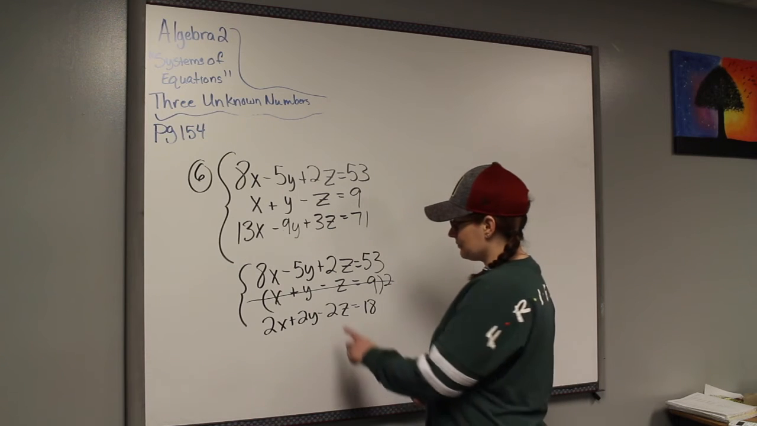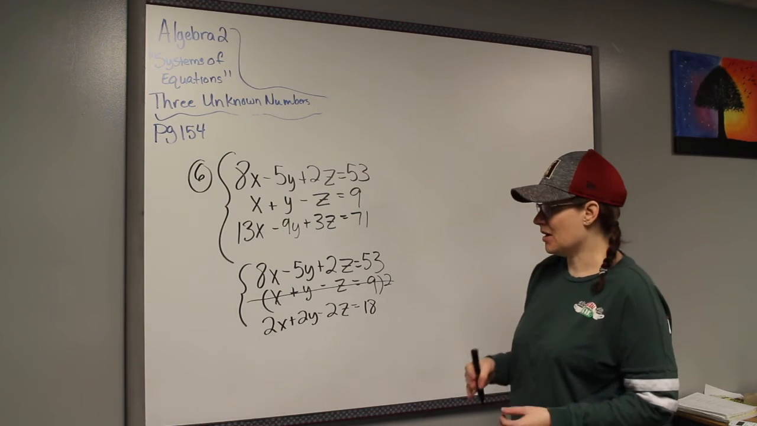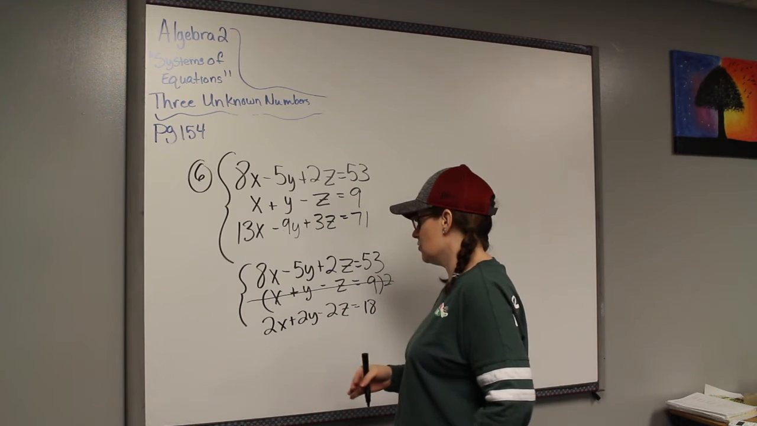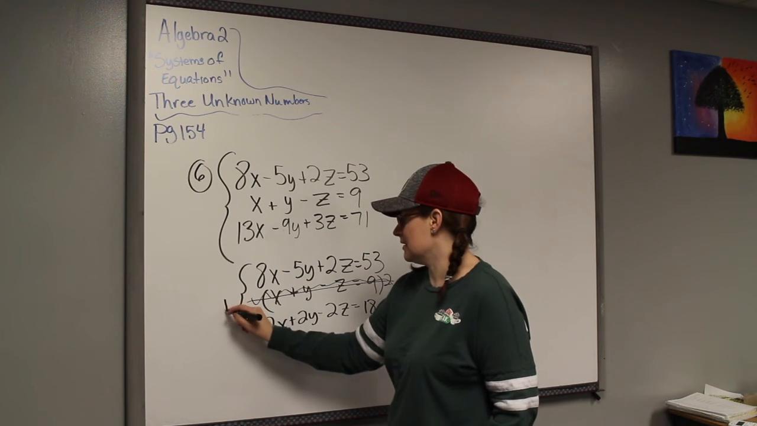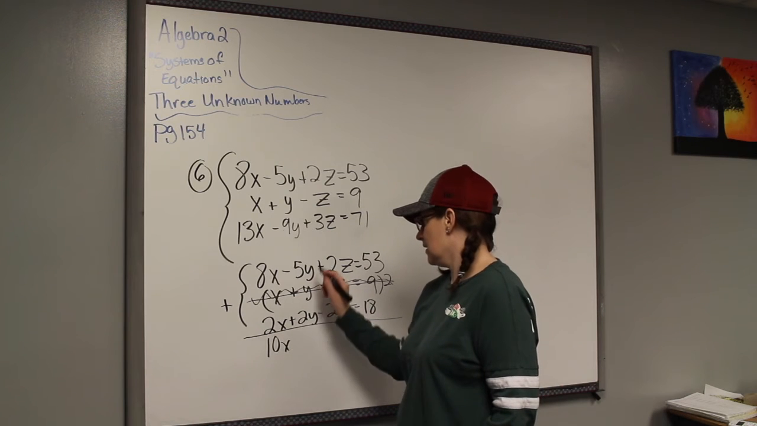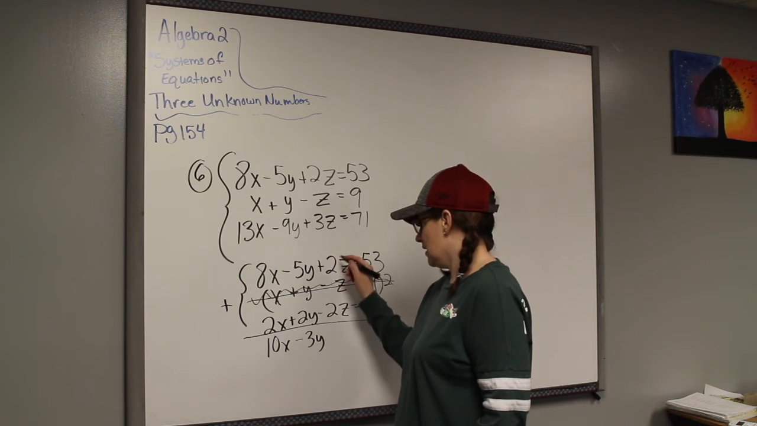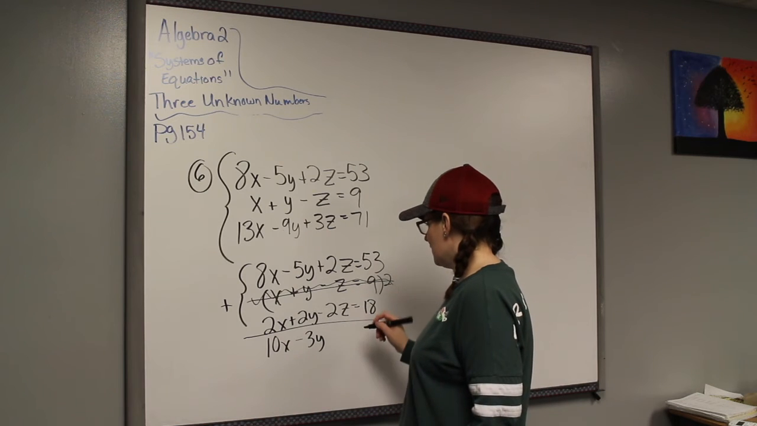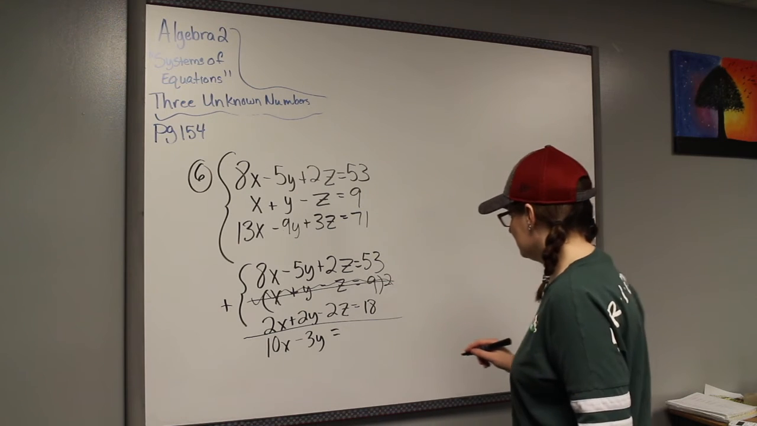Alright, now, this has a negative and that has a positive. So you're going to want to add them. If they have opposite signs, you add them. If they have the same signs, then you're going to subtract them. So let me get that out of the way. Alright, so we're going to add these down. 8x plus 2x is 10x. Negative 5 plus 2 is negative 3y. Positive 2 and a negative 2 cancel out on the z's. And then 53 plus 18 is what? 71?